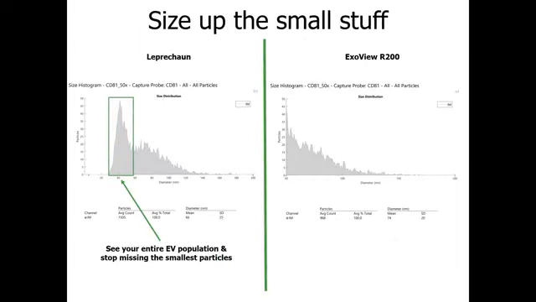Leprechaun sizes up individual EVs using single particle interferometric reflectance imaging, SPIRIS for short. Upgraded optics compared to the XView R200, the previous version of the platform, opens the door to sizing EVs as small as 35 nanometers, meaning you're no longer missing the smallest particles in your EV population.